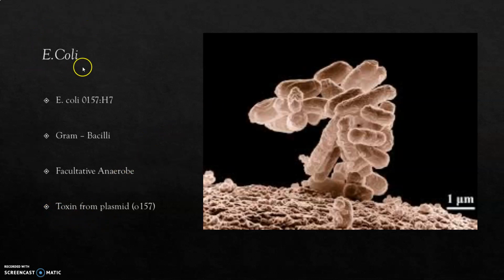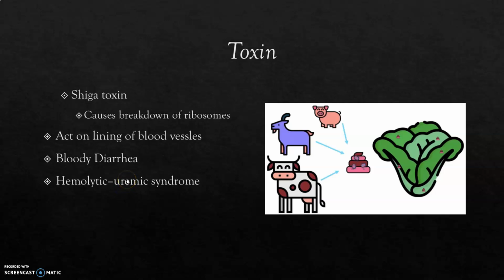Most E. coli are fine. It's this particular E. coli that gives all E. coli a bad name, and it's from a plasmid, the O157 plasmid, hence the name. And that toxin is a Shiga toxin, which causes the breakdown of the ribosomes within cells. So once those ribosomes have been broken down, they can no longer make proteins. They end up dying, and those cells that are acted upon are usually lining blood vessels. That causes bloody diarrhea, another diarrheal disease.